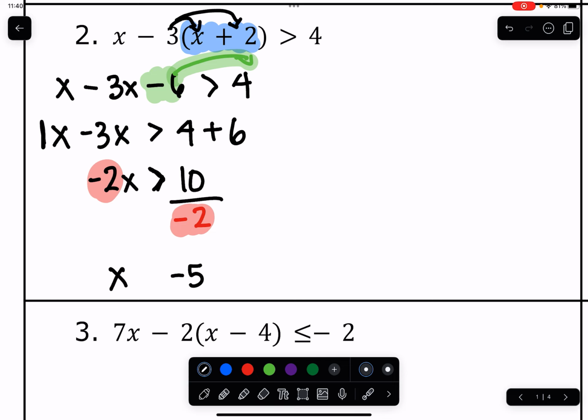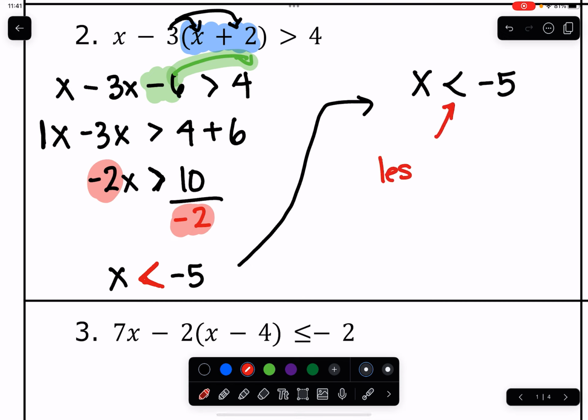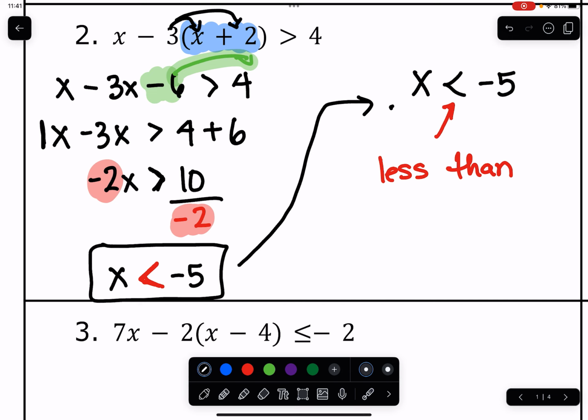Now, this is very important. Since we're dividing by a negative, the inequality is going to switch directions. So instead of pointing to the right, saying greater than, it is now going to point to the left, which is now less than. So let me write that over here. So x is less than negative 5. So that's our solution. Okay, this is our solution right here. X is less than negative 5.